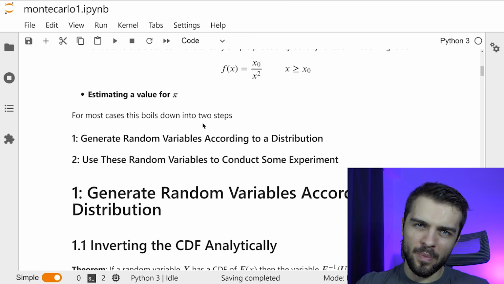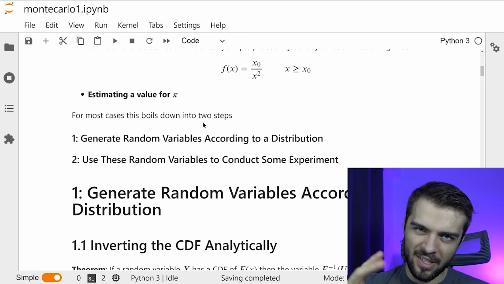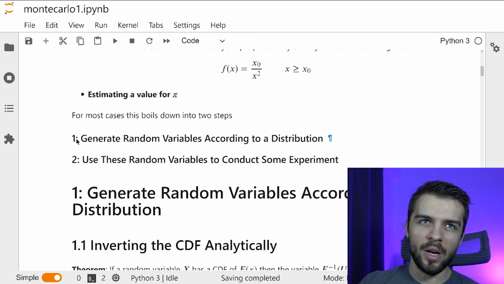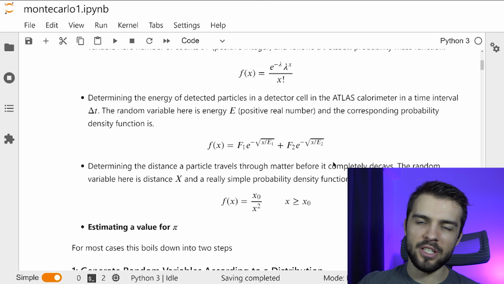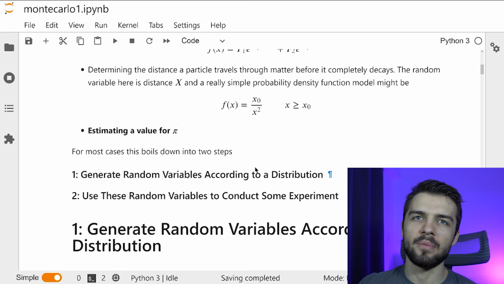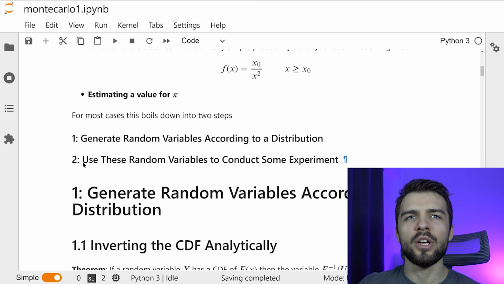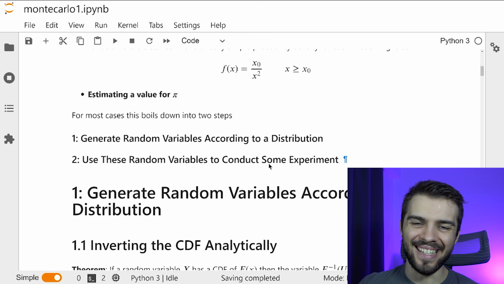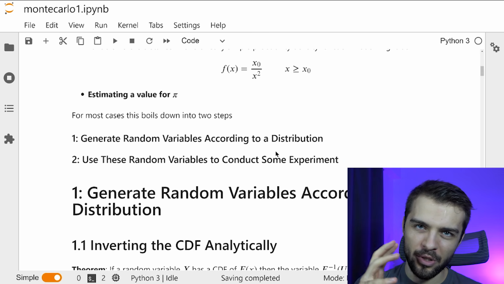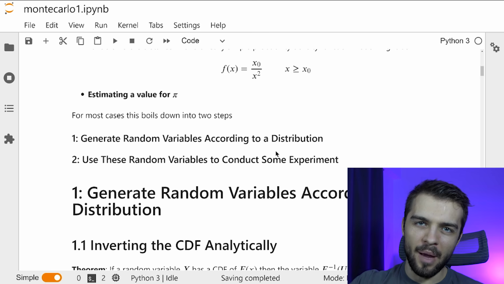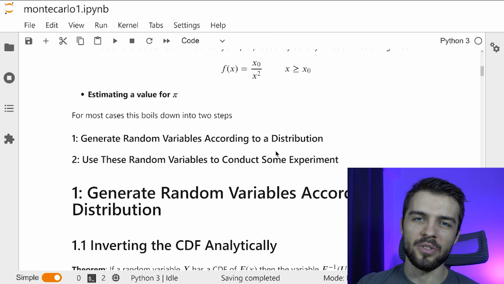So for most cases, when you're simulating an experiment, there's two essential steps here. You want to generate random variables according to a distribution, maybe a Poisson variable, it could be a variable that looks like this, or any other thing that is relevant to your experiment. And you want to use these random variables to conduct some sort of experiment. That's sort of vague how I've said it right now, but I'll go through 1 and 2, and I'll go through everything and I'll show you how this is done.